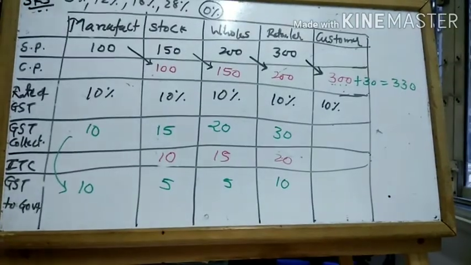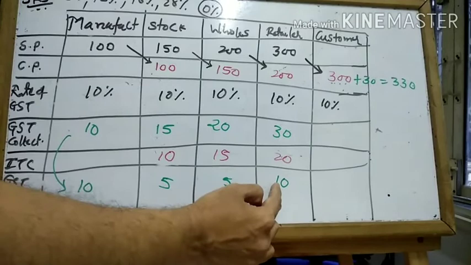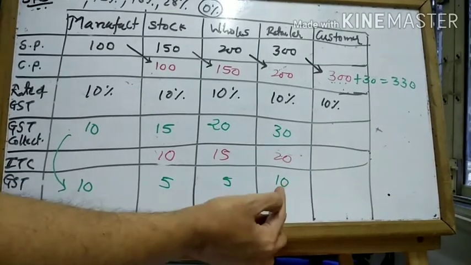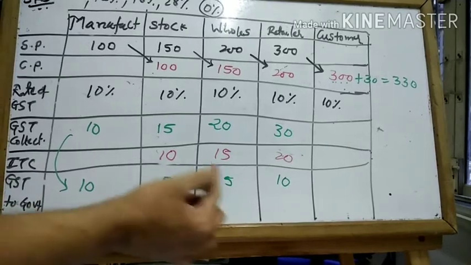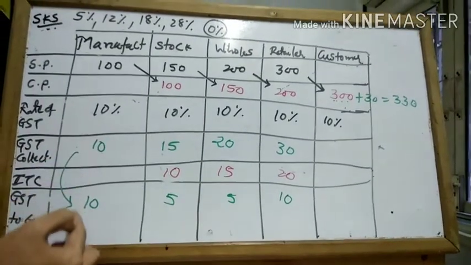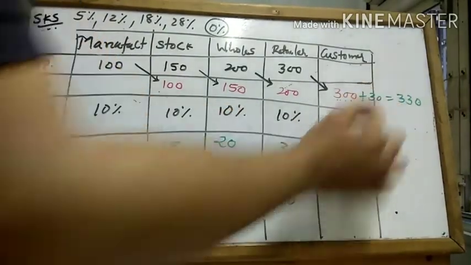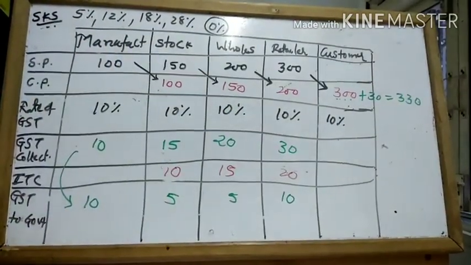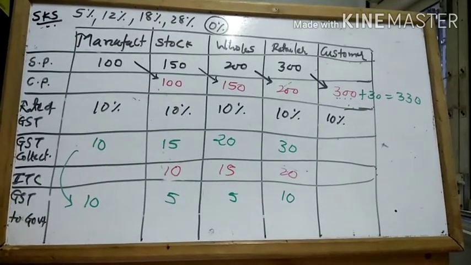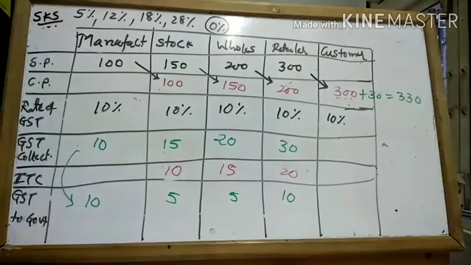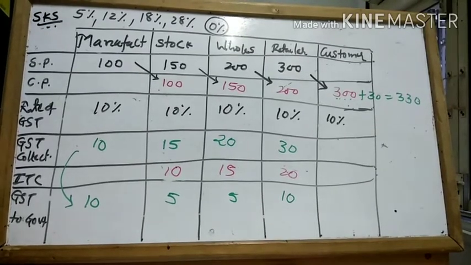Now you will say, sir, the customer has paid 30 rupees, but the retailer has paid only 10 rupees to the government. Now you see the chain. Retailer paid 10 rupees, 5 rupees wholesaler paid, 5 rupees stockist paid, 5 rupees manufacturer paid. So if you sum up all this, it comes to 30 rupees. So whatever tax was given to the government slab by slab or step by step was ultimately taken into consideration when the customer paid the amount, right?